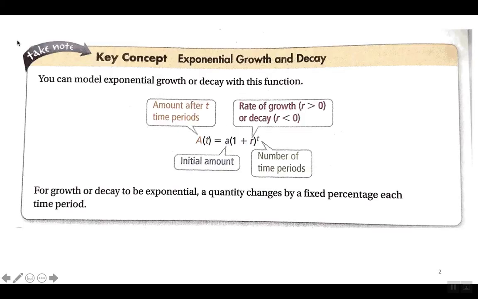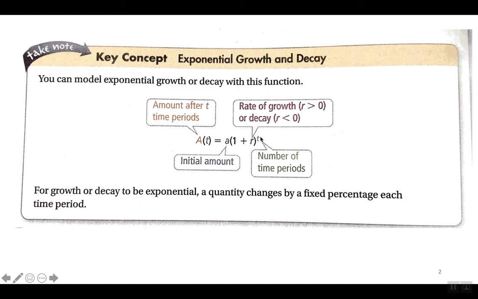All right, so here's the key. The key is this little formula that's here. It may look complicated at first, but I'm going to show you that it's simple. The first thing I want you to realize is that the initial amount goes where that lowercase a is. The rate of growth or decay goes right here where r is, and the number of time periods goes where t is.